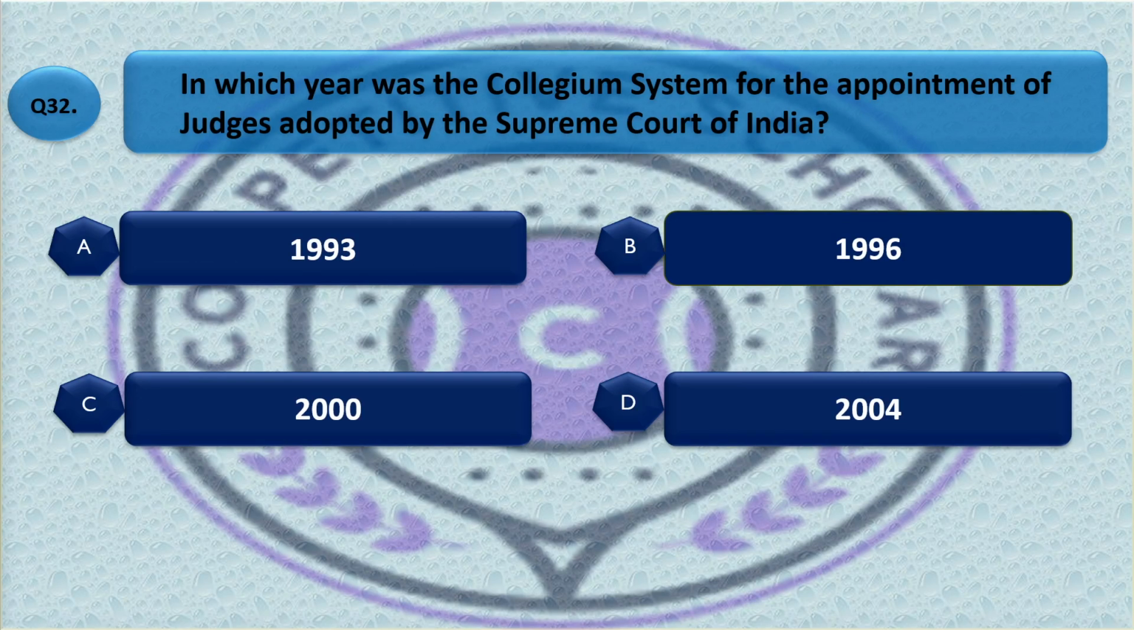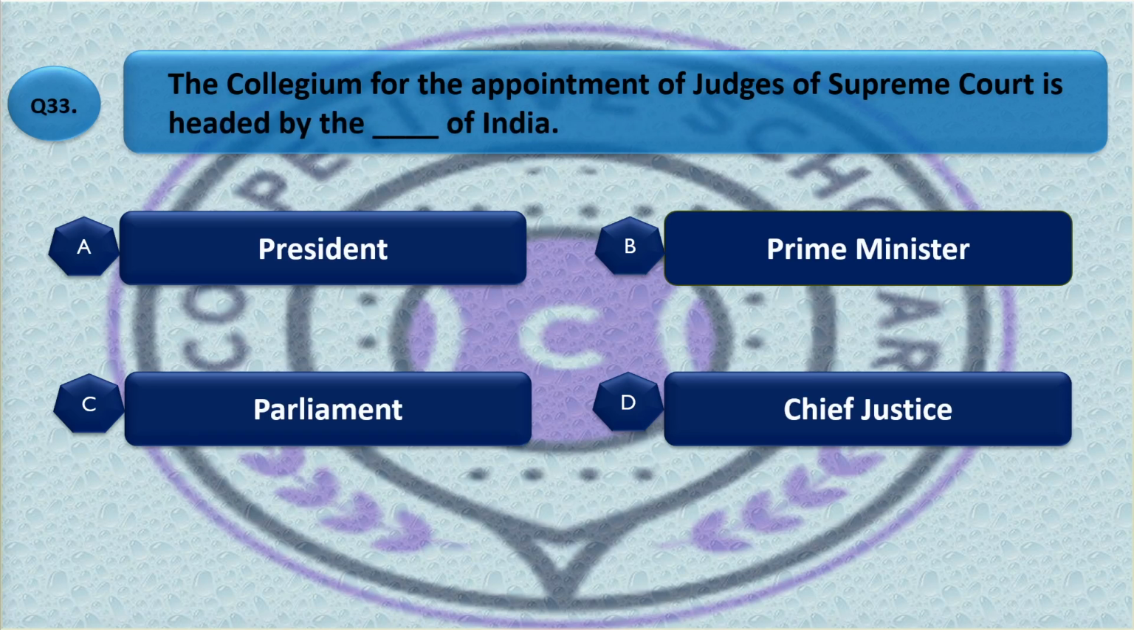Question number 32. In which year was the collegium system for the appointment of judges adopted by the Supreme Court of India? Option A, 1993. Option B, 1996. Option C, 2000. Option D, 2004. Answer is option A, that is 1993. Question number 33. The collegium for the appointment of judges of Supreme Court is headed by the dash of India, that is President of India, Prime Minister of India, Parliament of India, or Chief Justice of India.